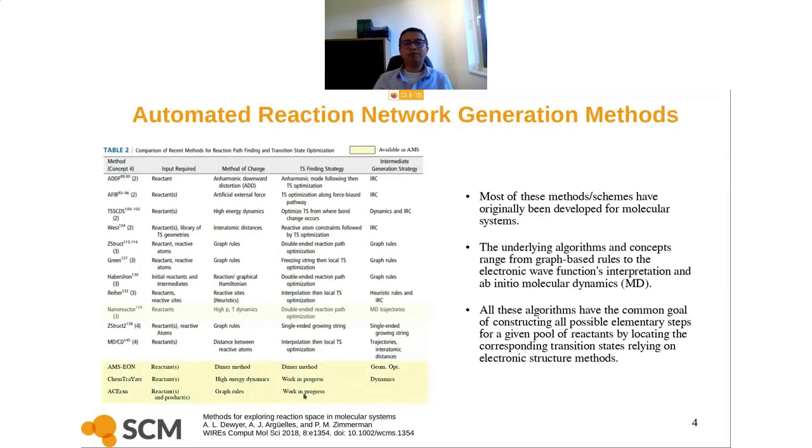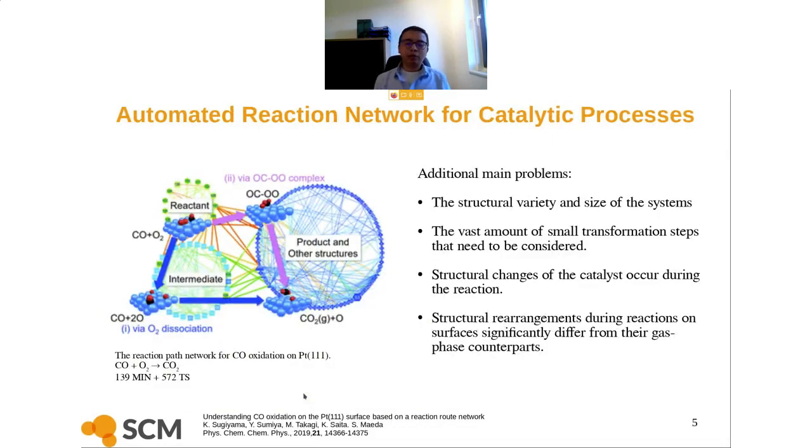Okay, so if that is already complicated for molecular systems, in the case of catalytic processes in heterogeneous catalysis, it's even more complex. So in this figure, taken from this paper, I show one of the most simple reactions, just the oxidation of CO to produce CO2 on platinum 111. In this case, for this simple reaction, you can get more than 100 local minima and almost 600 transition states, all together describing the oxidation of CO.